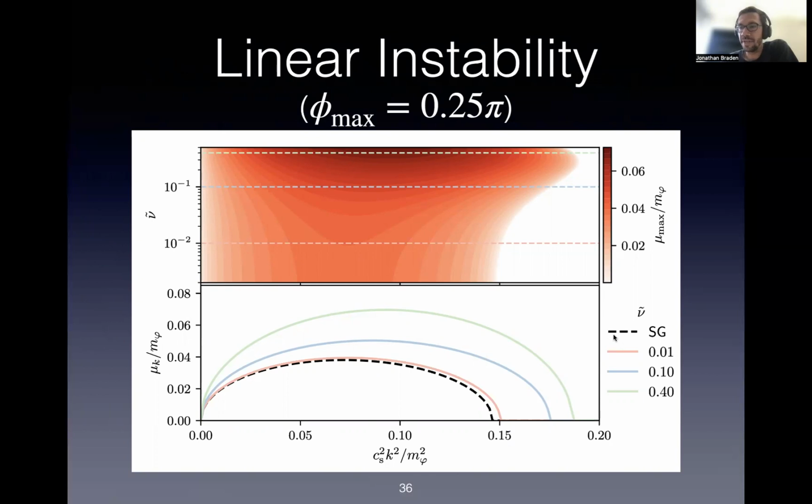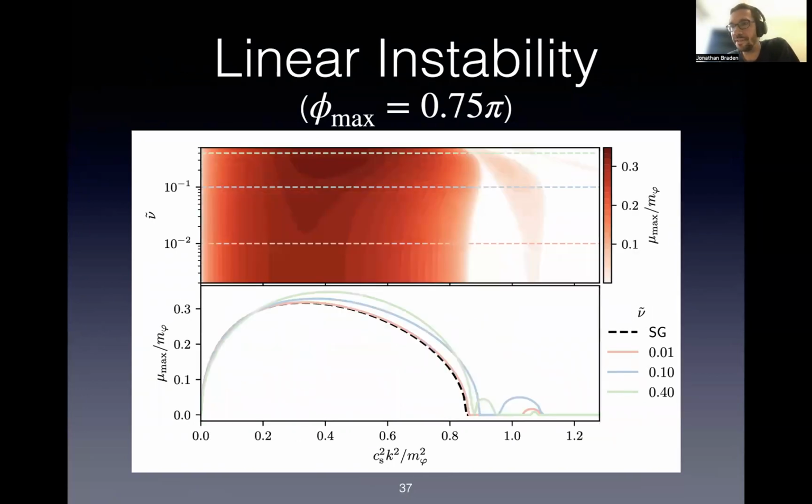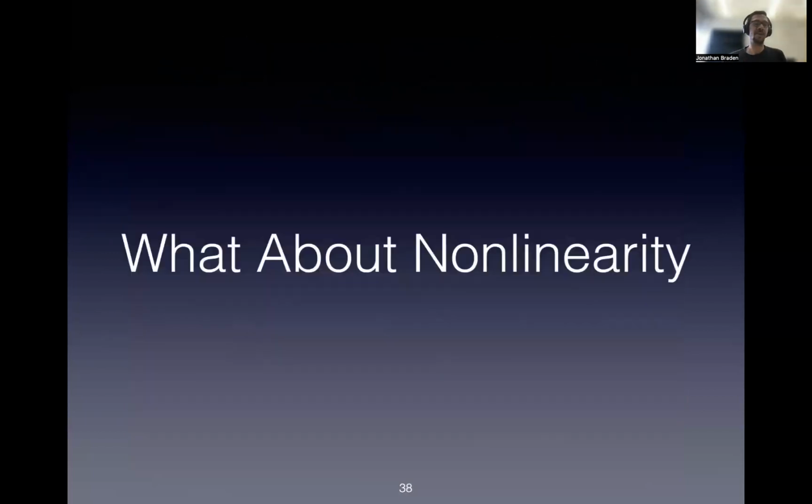I just want you to note that the dashed line is the sine-Gordon prediction. And then we can see as we take this mu tilde parameter to be small, I basically reproduce the sine-Gordon predictions as I would expect. Okay, you can do it for different amplitudes. You find very similar results. Okay, all right. So that's all great.